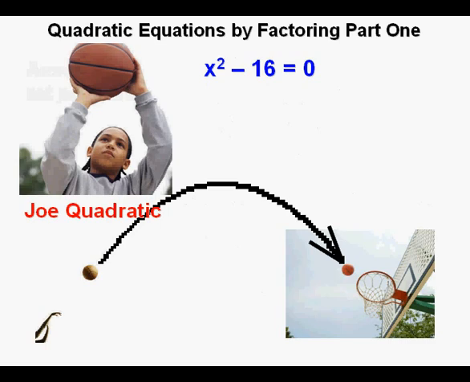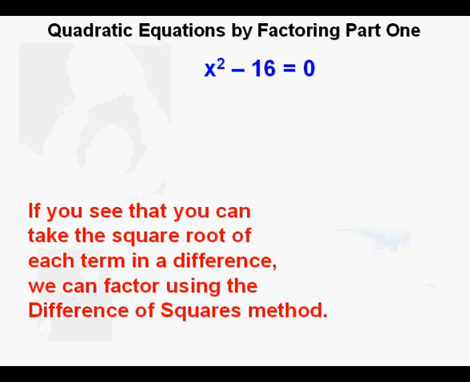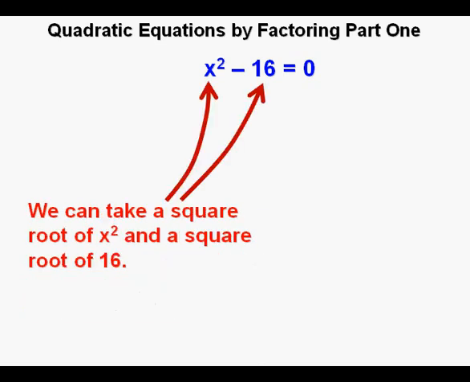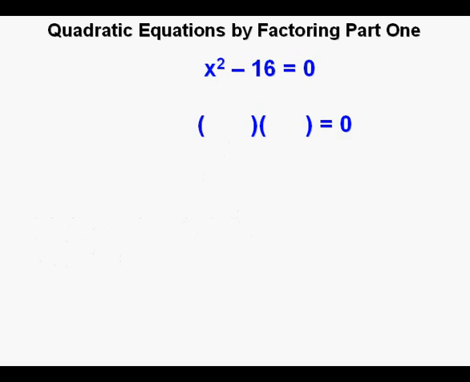Let's look at this equation. X squared minus 16 equals 0. If you see that you can take the square root of each term in a difference, we can factor using the difference of squares method. This equation applies for the difference of squares method because we can take the square root of x squared and also the square root of 16. So here are the two sets of parentheses set up.